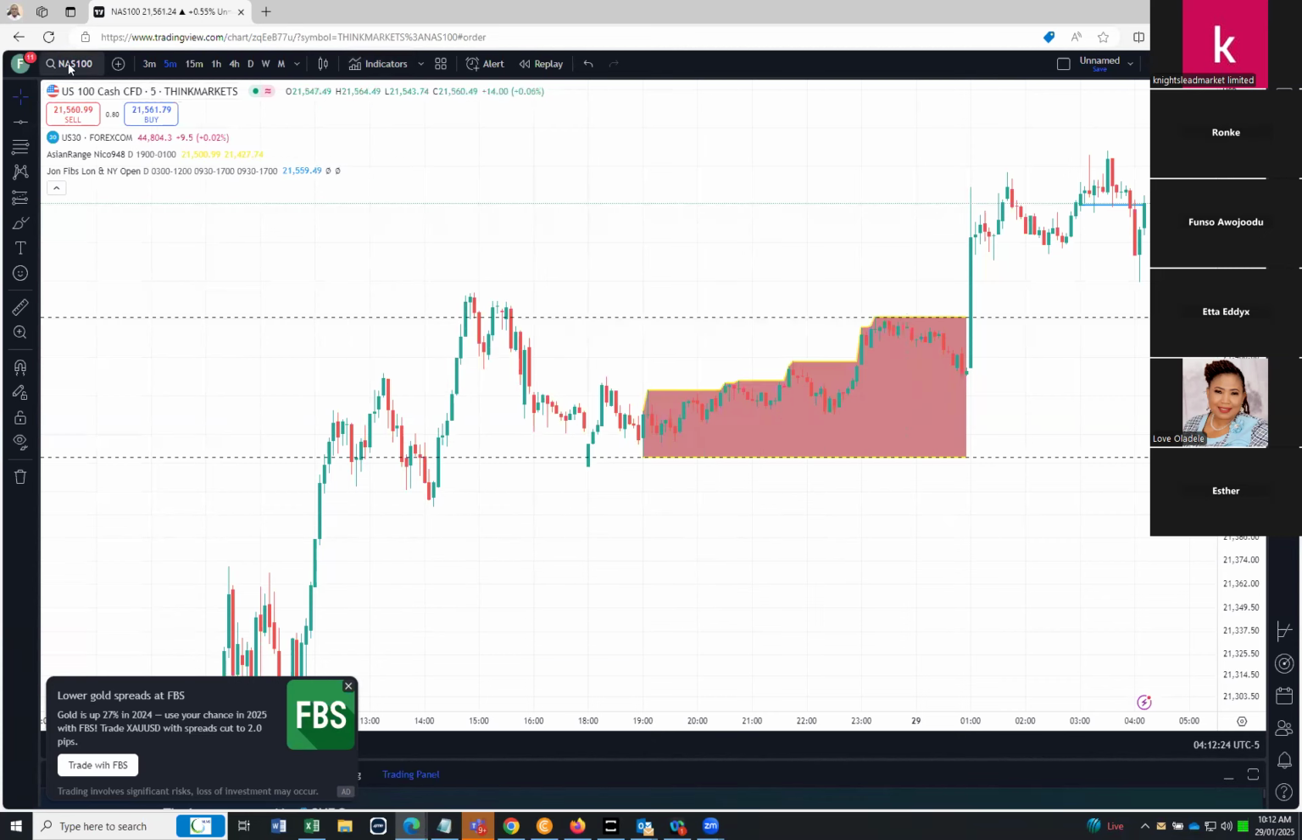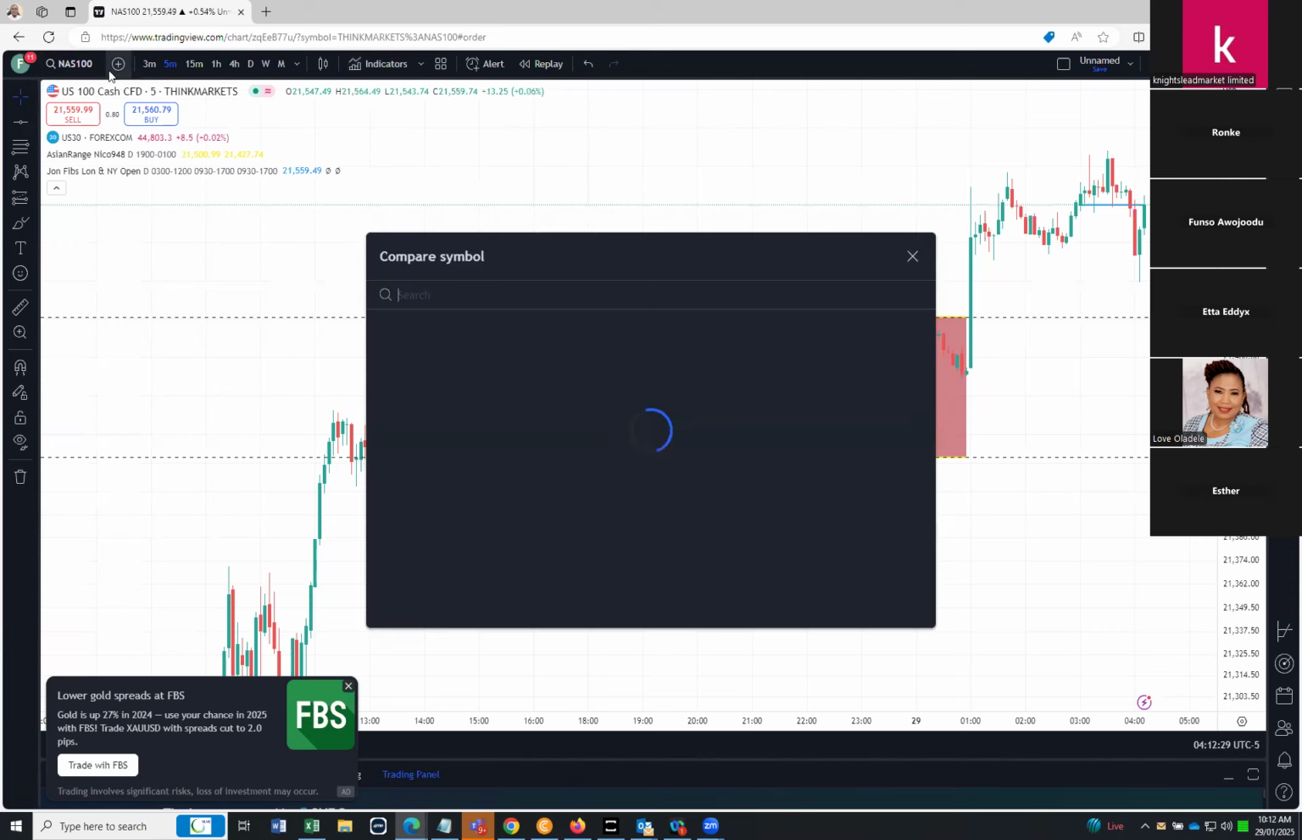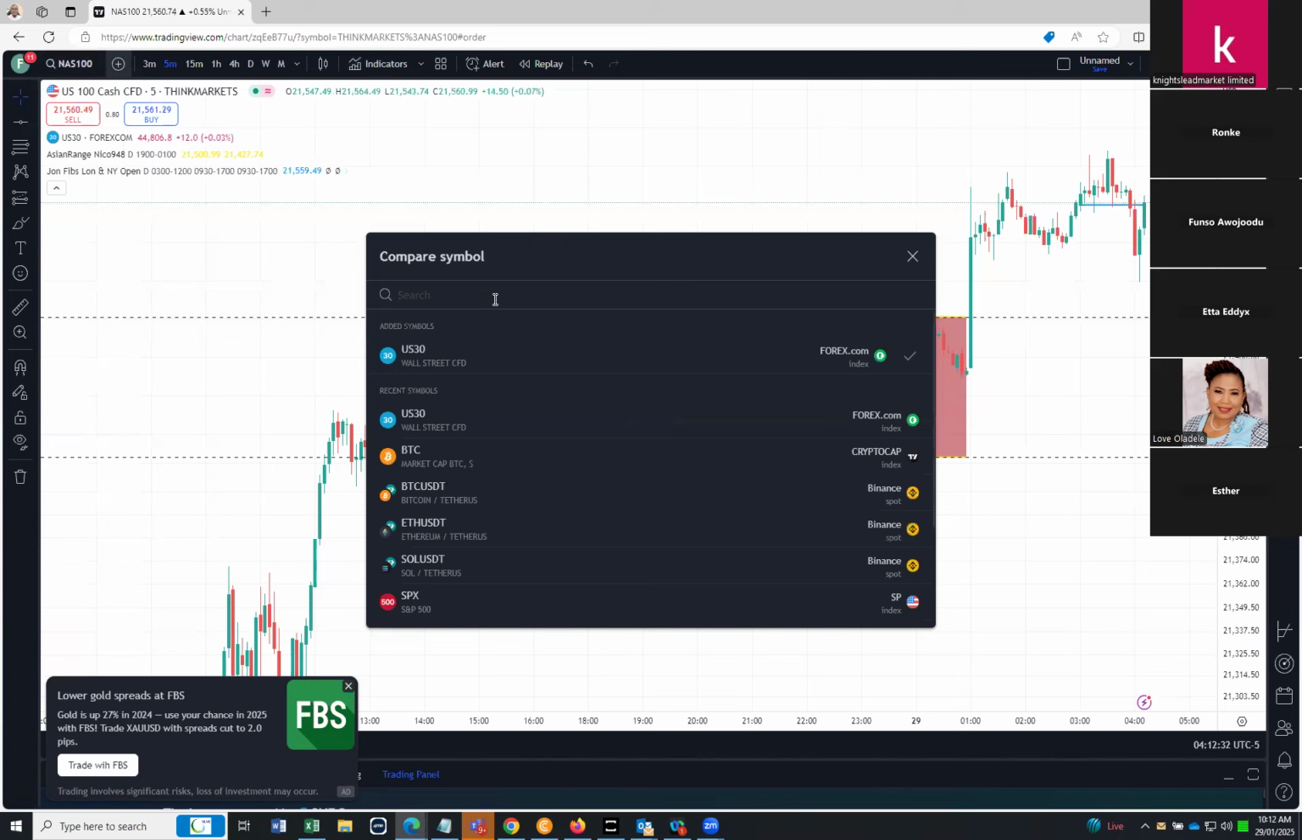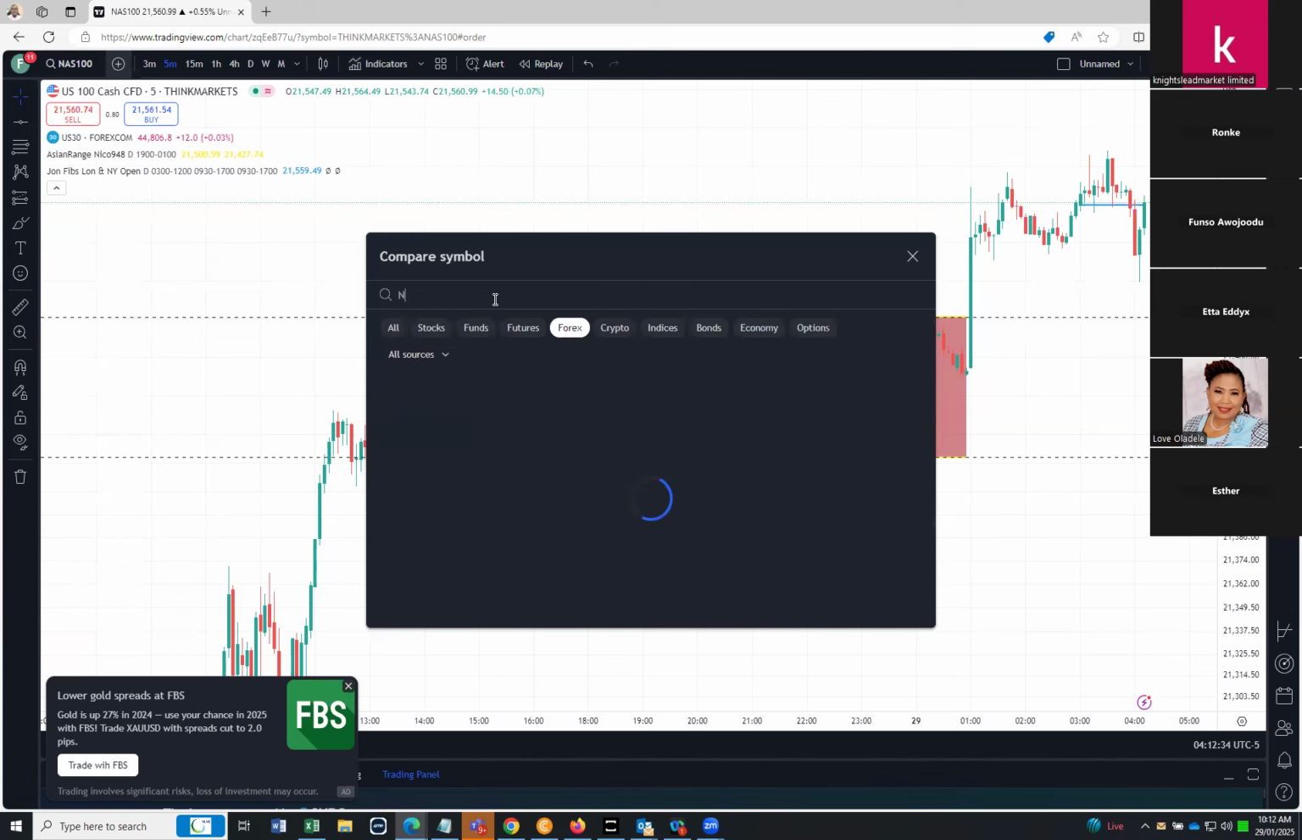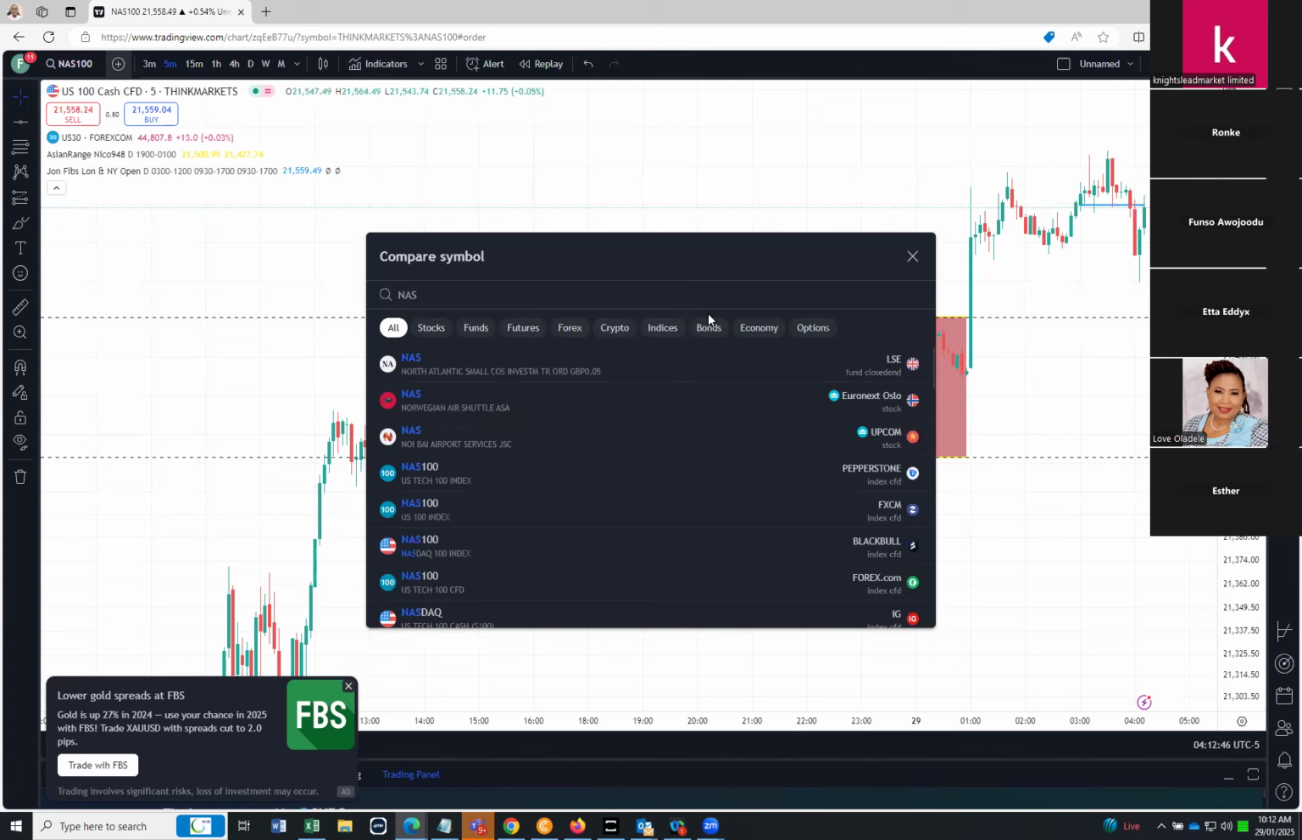Then on TradingView, if you want to get the NAS 100 indicator, because there are quite a number of them, Rich actually recommended that we use the one from FXCM. This is on the indices. Let me search. Yeah, so this is the one Rich recommends, by FXCM, because he said it's the one closest to what TradeLocker uses.